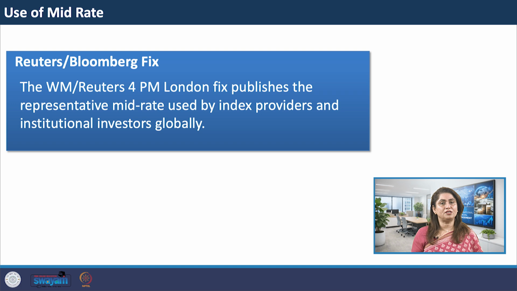One of the best known benchmark rates is the WM by Reuters 4 pm London fix. This fix publishes a representative mid market rate that is widely used by index providers, asset managers, and institutional investors around the world. The reason it is so important is that many international portfolios, benchmarks, and fund valuations need a common reference rate for consistency. So, in practice, the mid rate is not only a theoretical average between bid and ask, it is also used as a major benchmark in global finance.